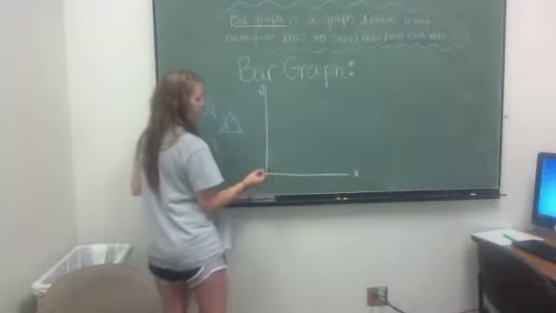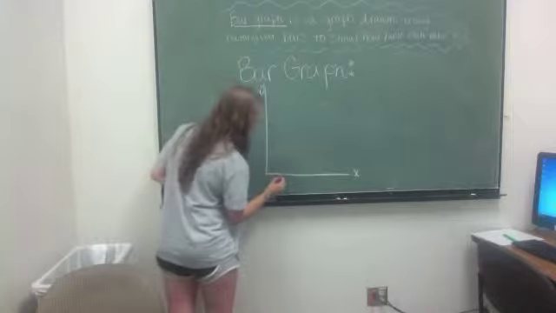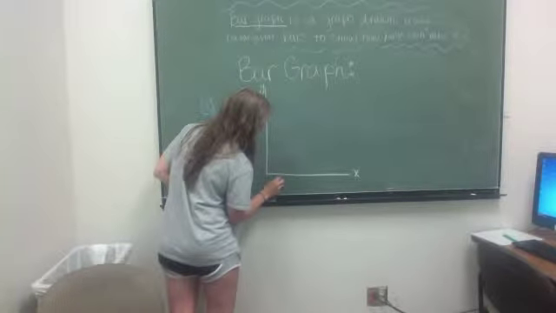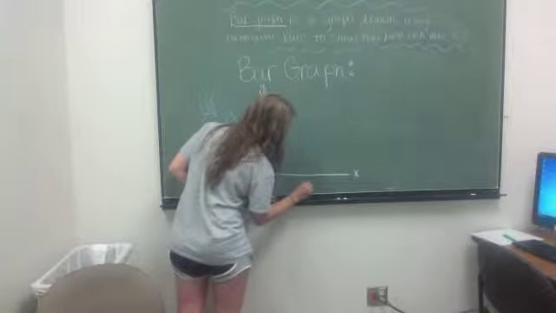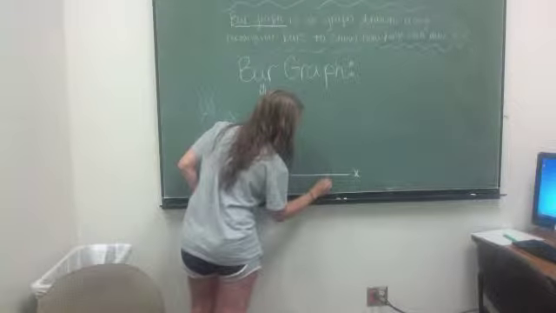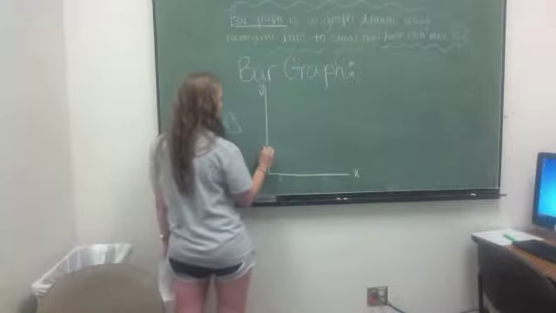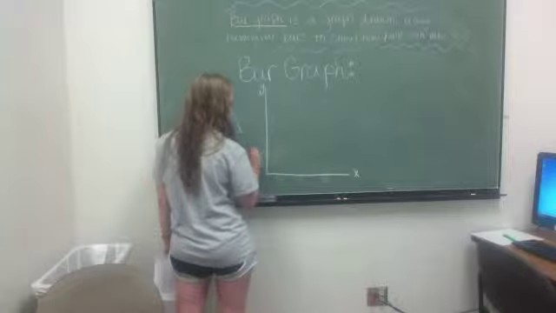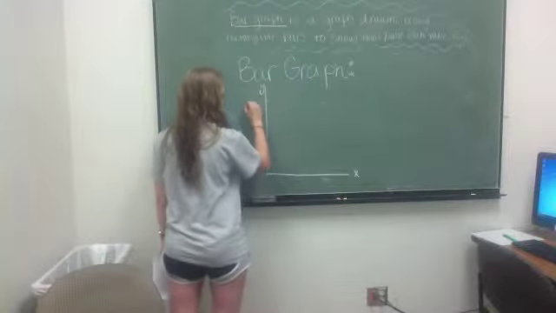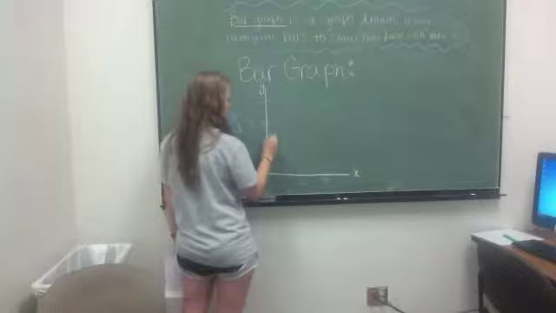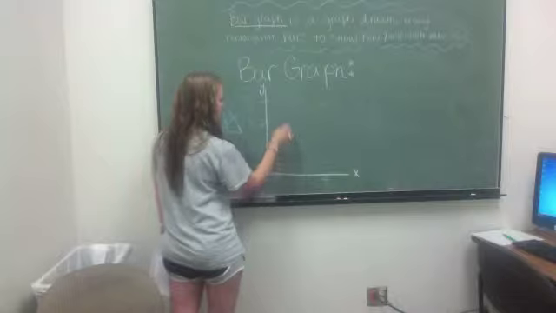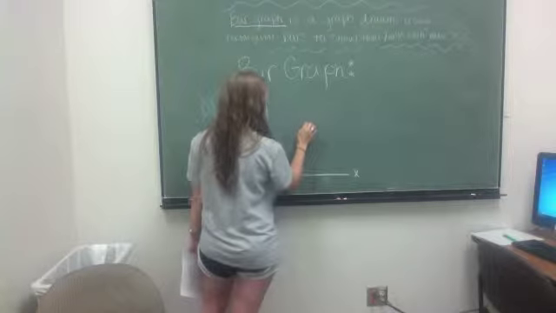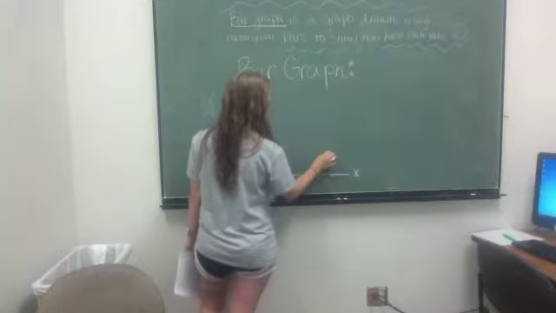So if I say, down here we're going to say favorite food. So down here we're going to use corn, pizza, hamburger. And if we say 3 people like corn, 3 people's favorite food is corn, so that's halfway between 2 and 4. So 3 people like corn, 4 people like pizza, and 2 people like hamburgers.